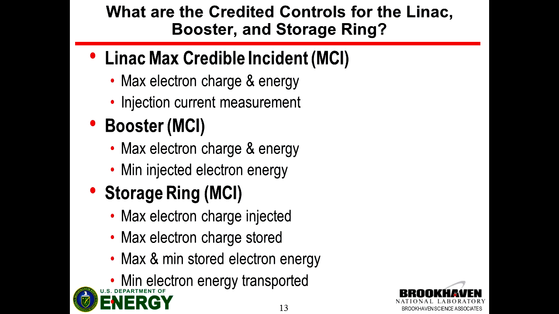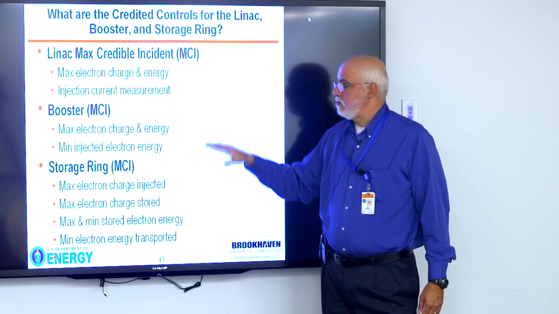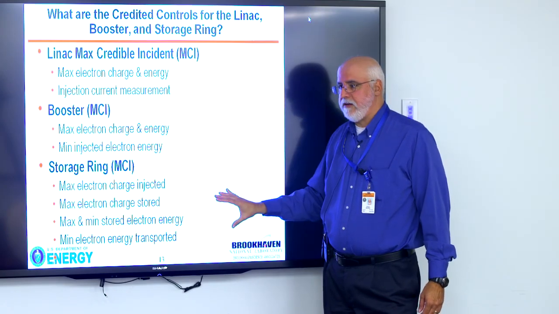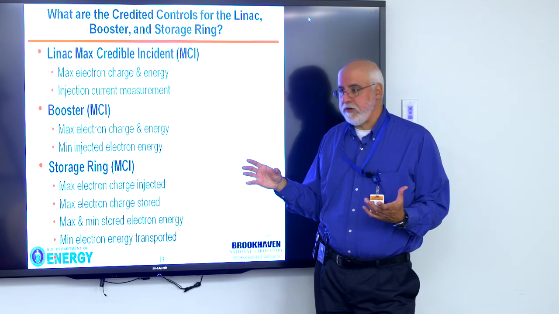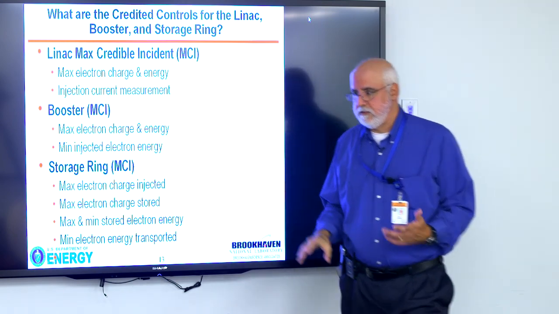Okay, so now I'm just going to show you some of the credited controls within the ACE. What this is talking about is what are the credited controls in the LINAC, the booster, and the storage ring. Now I didn't include all the numbers because we're not going to memorize those numbers here, but it's mainly about the electron beam and associated numbers. So I just give you a sense of that here. I would imagine the control room operators are more familiar with this. Yes, and as they would be.